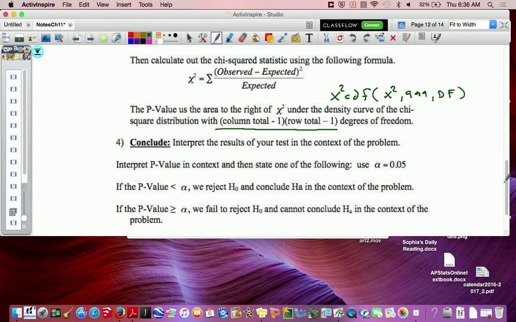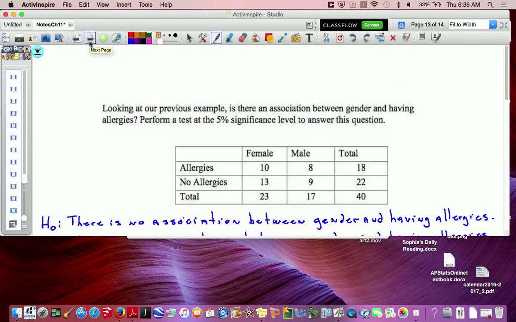So let's take a look then at the allergy problem and just run through the 4-step process with it. Then we'll do one more example, and that will be it for these notes. So these notes go somewhat, hopefully, quickly. Whoops, I apologize, I hit the wrong button there. I need to advance the page. All right, so here we go.